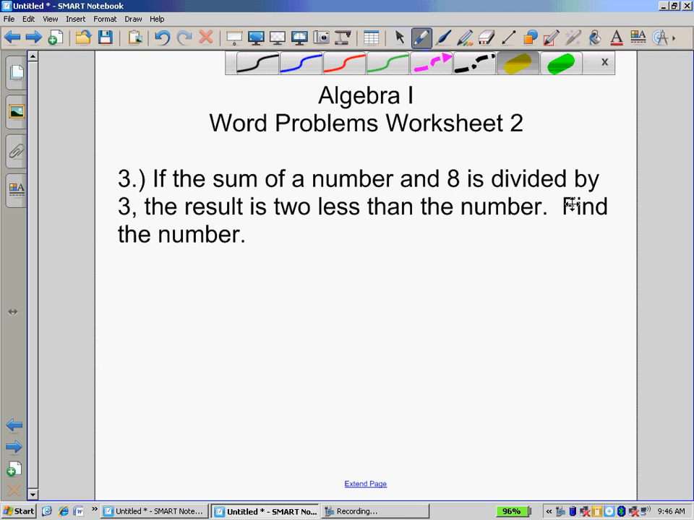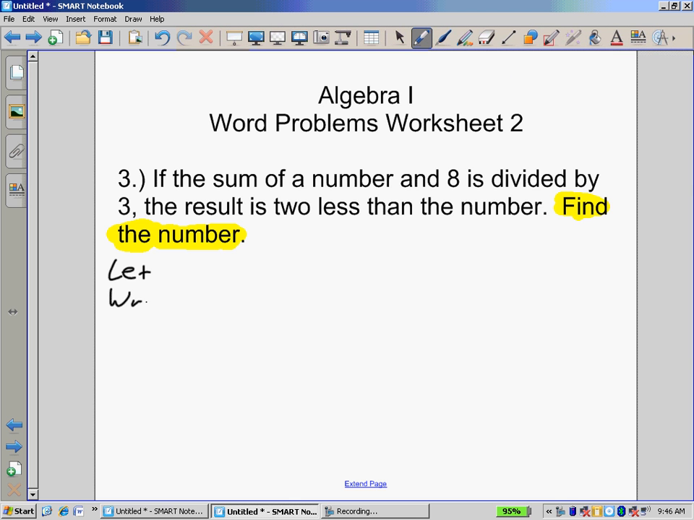All right, so I start with the question. Find the number. It's very, very important. If I have not answered the question, I've not done the problem correctly. It also tells me exactly how many numbers to define and how to define them in my let statements. So again, let, write, solve, check, sentence. I'm going to do all 5 steps.